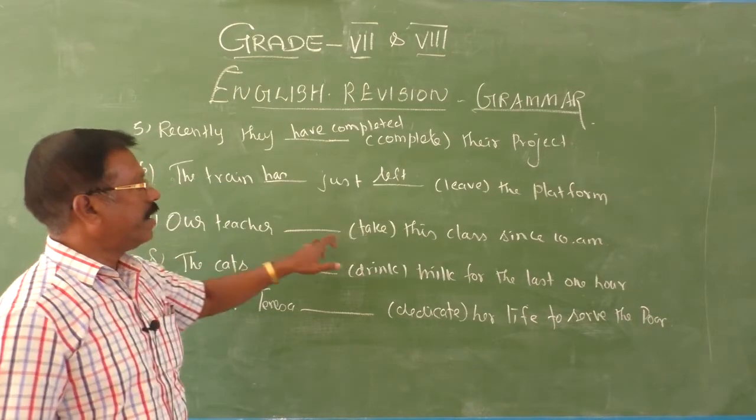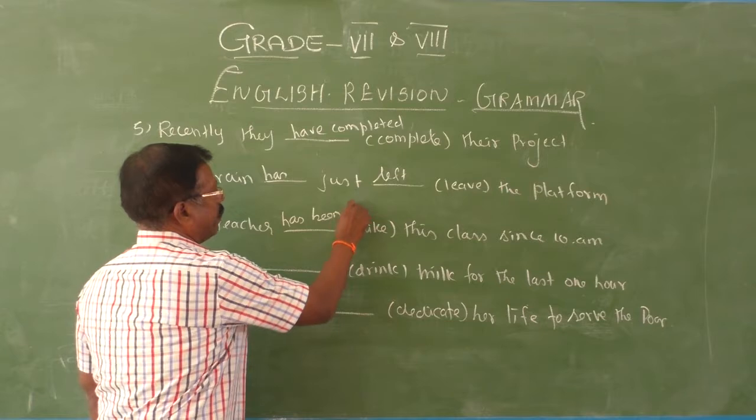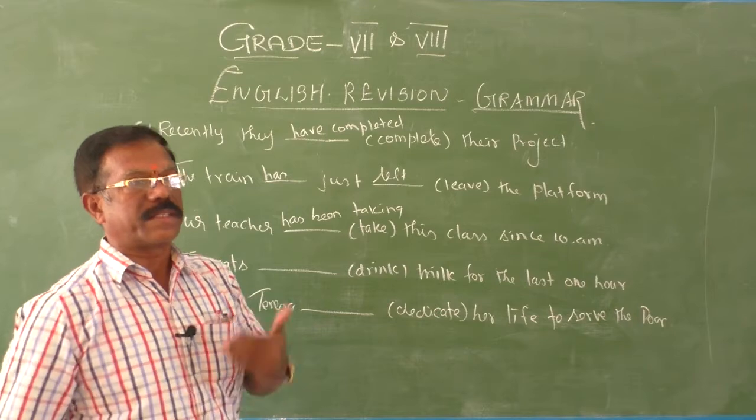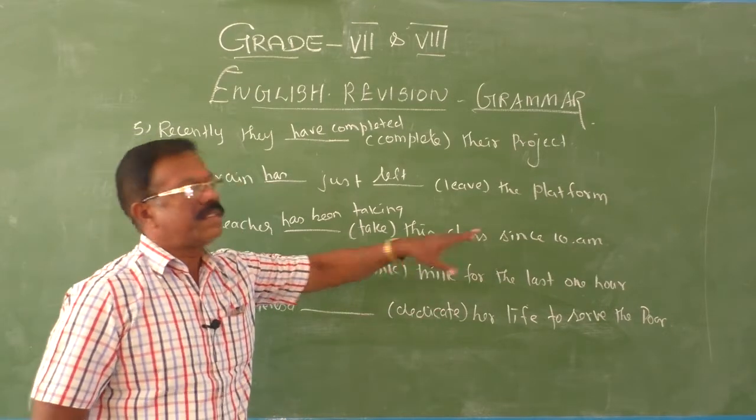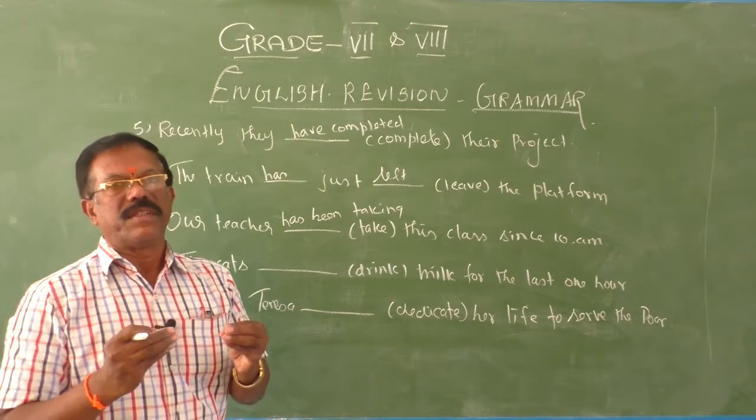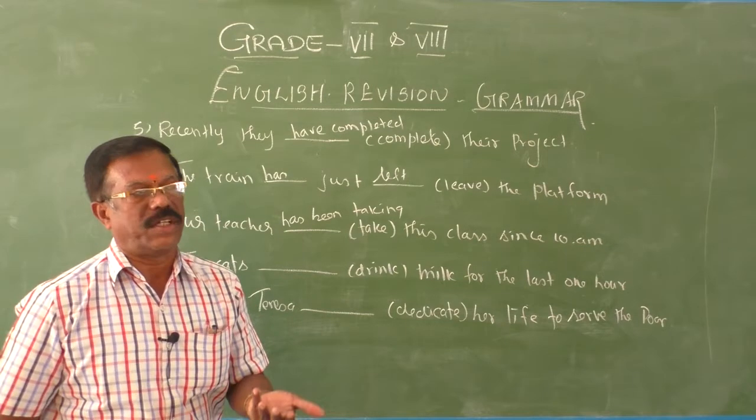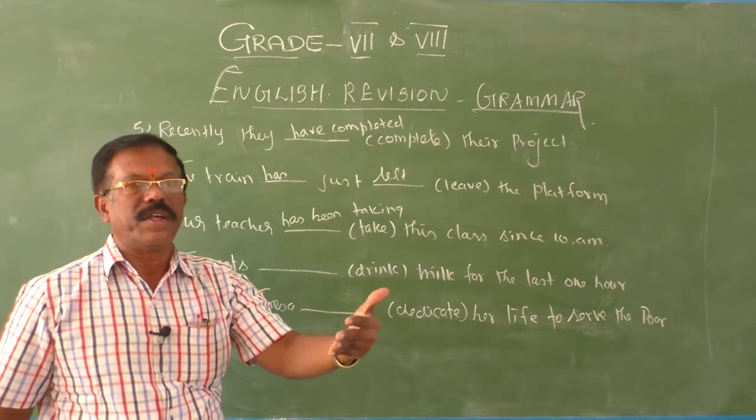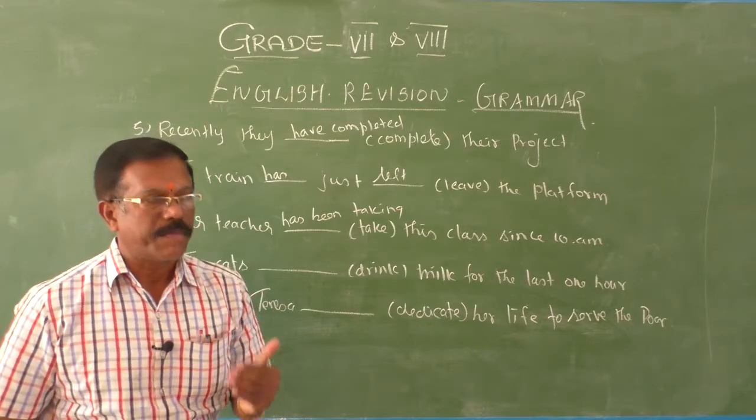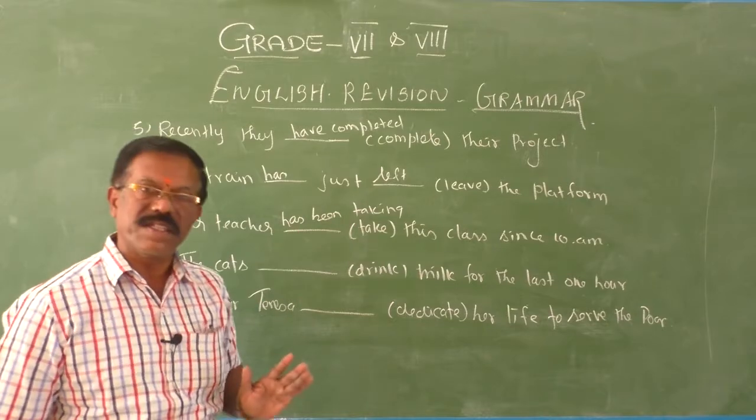Our teacher has been taking this class since 10 a.m. Here you have to use present perfect progressive tense, or present perfect continuous tense, because since and for are the two keywords mostly associated with present perfect continuous tense. When you are talking about an action which started already and is still going on, you have to use present perfect continuous tense.